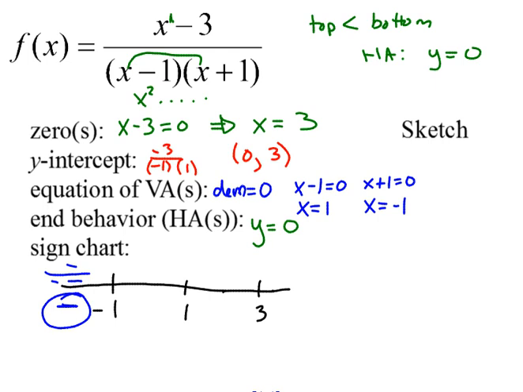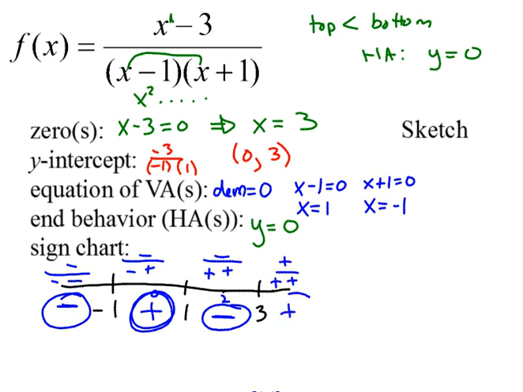A number between negative 1 and 1, let's just go with 0. So I got negative 3 on top, 0 minus 1 is negative, 0 plus 1 is positive. I've got 2 negatives, so that will result in a positive on that interval. Pick a number between 1 and 3. Let's try 2. 2 minus 3 is negative. 2 minus 1 is positive, and 2 plus 1 is positive as well. So that results in a negative. And then a number greater than 3 will result in a positive on top, positive, positive, so 3 positives result in a positive. All right, so now let's sketch this.